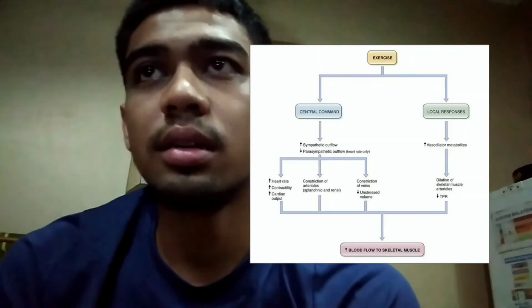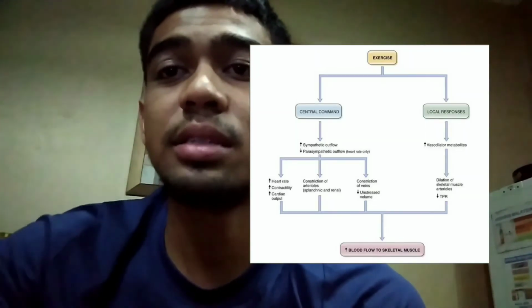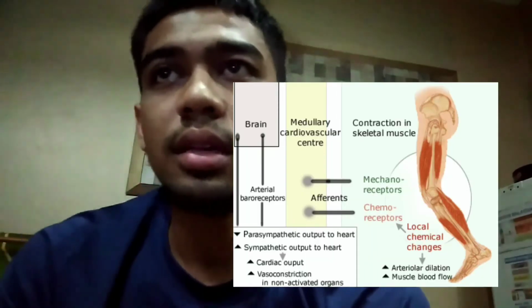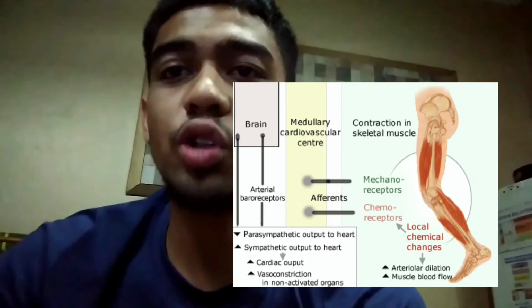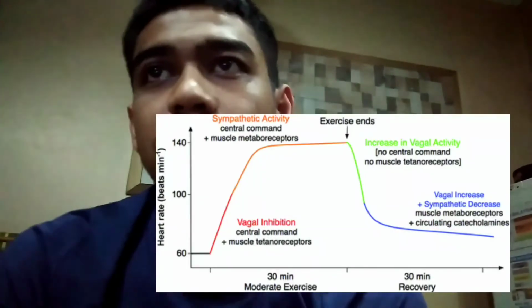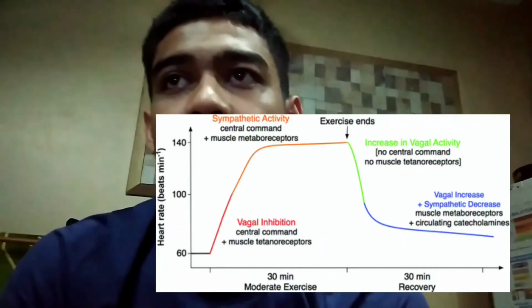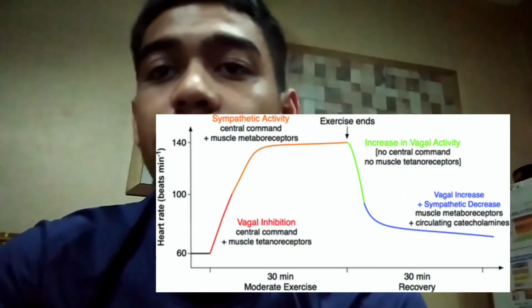Respiratory response. Before exercise, there is an increase in ventilation due to anticipation. During exercise, there is an increase in ventilation due to mechanoreceptors in muscle and joint. After exercise, there is a decrease in ventilation due to cessation of movement.